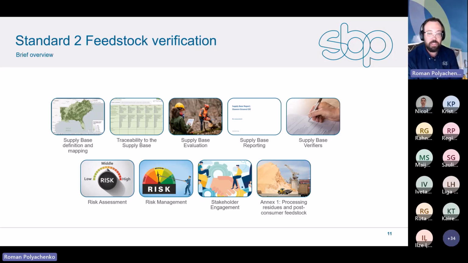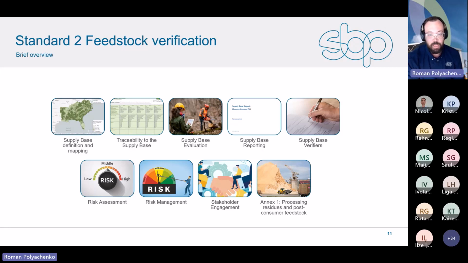Section 3 is supply base evaluation. A thorough evaluation of supply base is required to identify potential sustainability risks of violating Standard 1 requirements. So section 3 has a table to understand whether a supply base evaluation is applicable and to which extent, and we will look at this in the next slide.